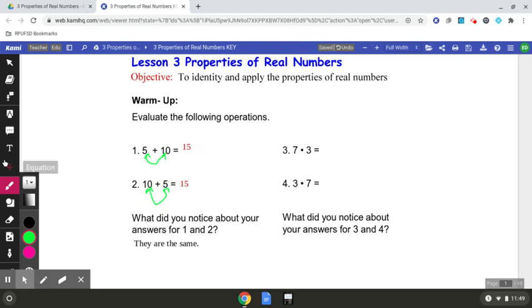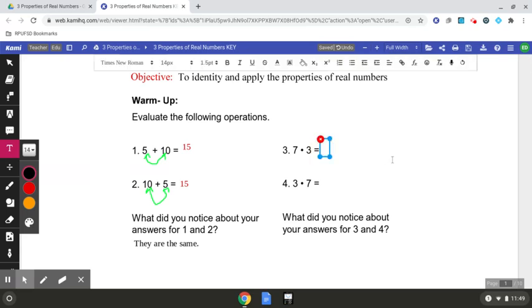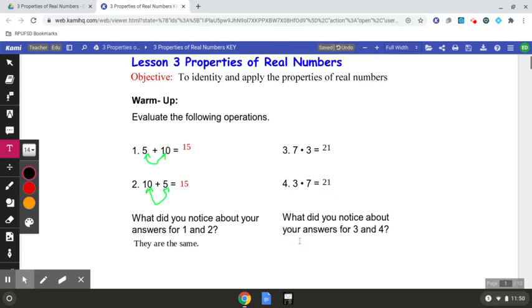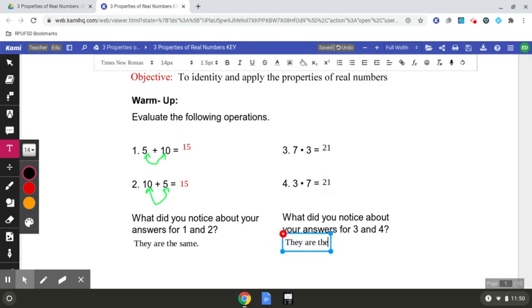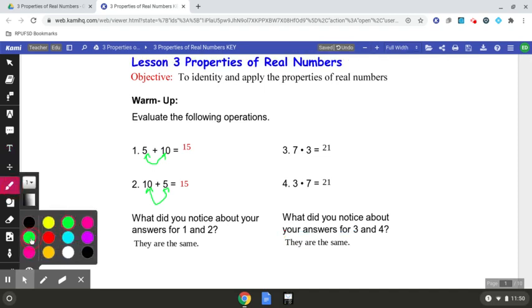So if we bounce over now to number 3, 7 times 3, we get an answer of 21. And then 3 times 7 should be 21 also. So what we notice about those answers is that, again, they are the same. If we notice the difference between 3 and 4, again, all that changed was the position of the numbers, 7 and 3, then it's 3 and 7.